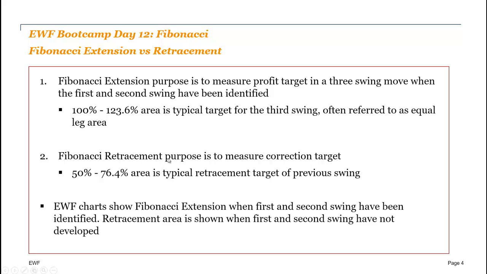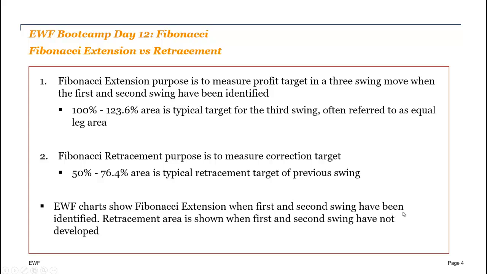Now the Fibonacci retracement purpose, on the other hand, is to measure a correction target. Okay, and usually, again, like we said, 50%, 61.8%, and 76.4% are the three levels that we look at. And this area is a typical retracement target of the previous swing. So the EWF chart always shows the Fibonacci extension area when the first and the second swing have been identified. So this is the key here.